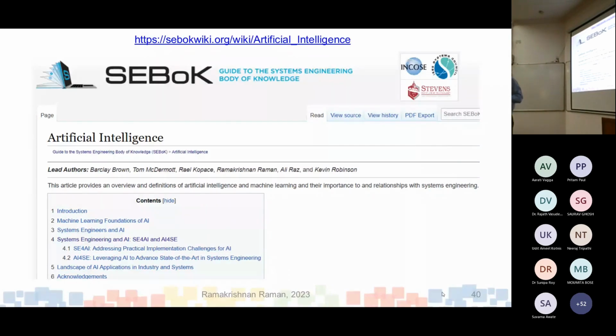They also have the systems engineering handbook, but that's accessible only to members of INCOSE. INCOSE also has a professional society for the systems engineering perspective. So you could have a look at that handbook too, but the SEBoK is open to the public.